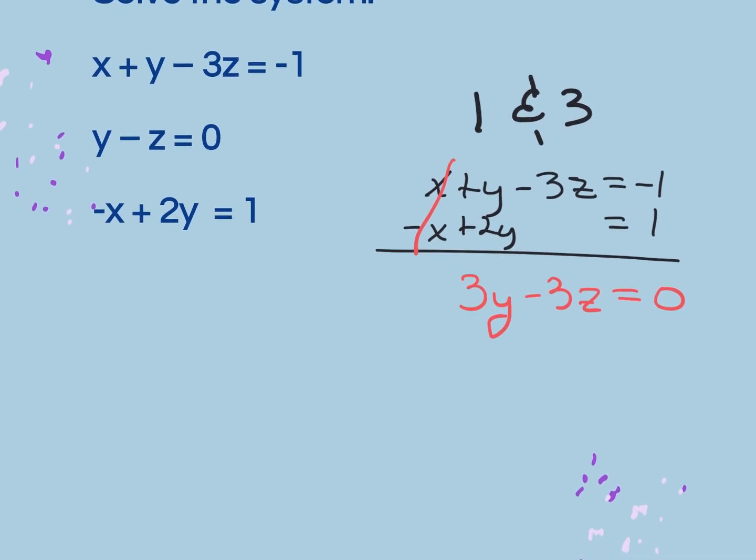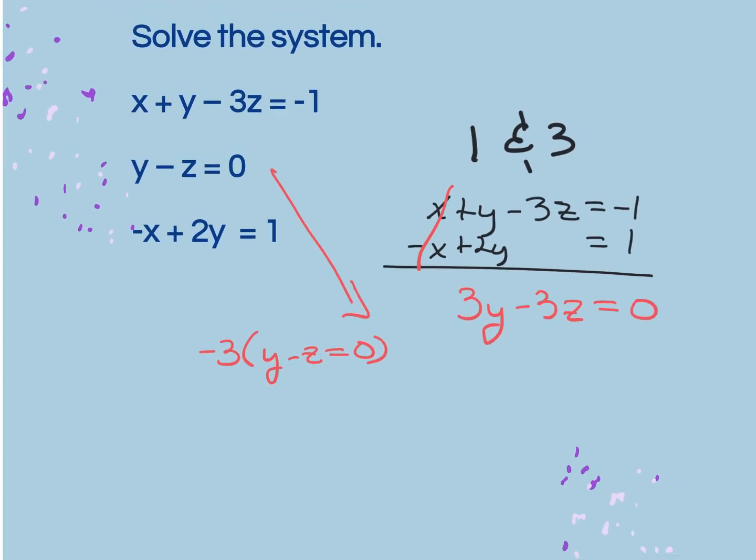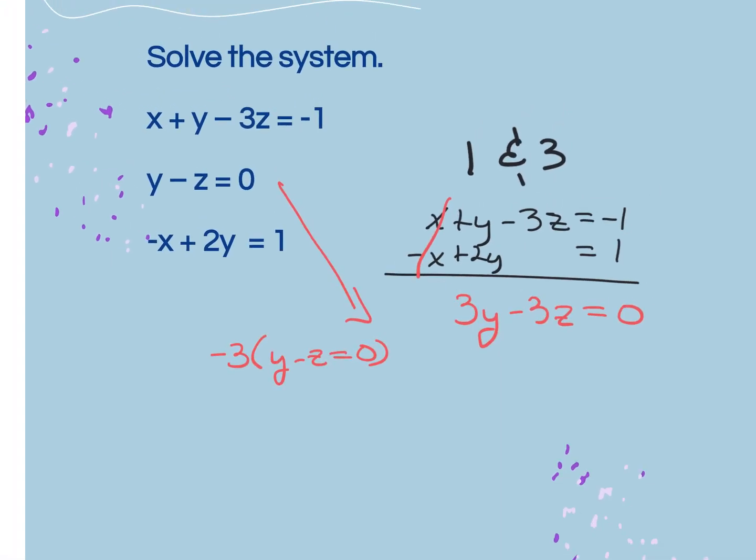And now I can add that to equation number 2, but I need to multiply equation number 2 by a negative 3. Wait, why don't you need to add anything to equation number 2? Because we already eliminated the variable that equation 2 doesn't have. We could have also combined the other one and then combined it with 3, but this is the way we're going to do it. So let me go ahead and distribute.